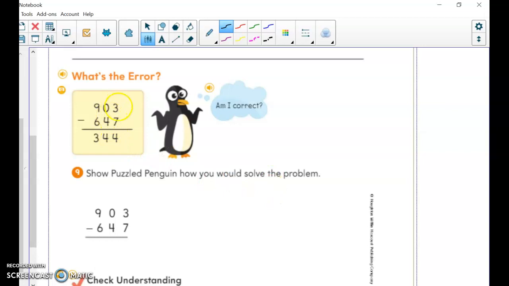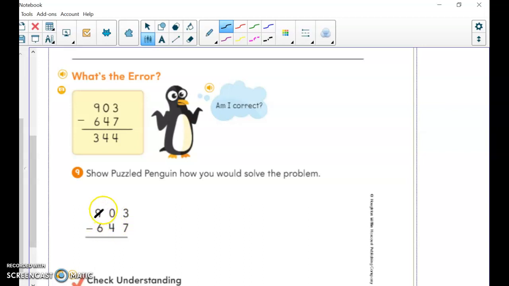So here it looks like Puzzle Penguin tried to do 3 minus 7 is 4. I think he thought that the 7 might have been on the top, or that the difference between the two numbers is 4, but we know that we can't do 3 minus 7. That doesn't work out. So let's see if we can help him out. 3 minus 7, nope, we can't do that. 0 minus 4, can't do that either.